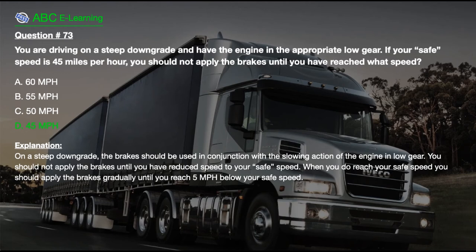The correct answer is here. D. 45 miles per hour. Explanation. On a steep downgrade, the brakes should be used in conjunction with the slowing action of the engine in low gear. You should not apply the brakes until you have reduced speed to your safe speed. When you do reach your safe speed, you should apply the brakes gradually until you reach 5 miles per hour below your safe speed.